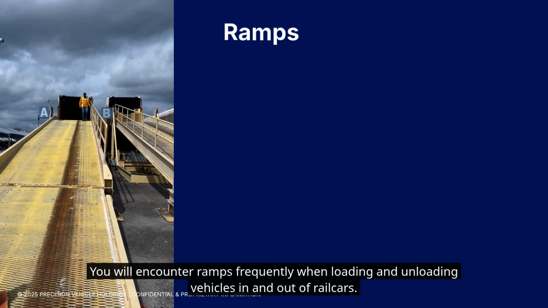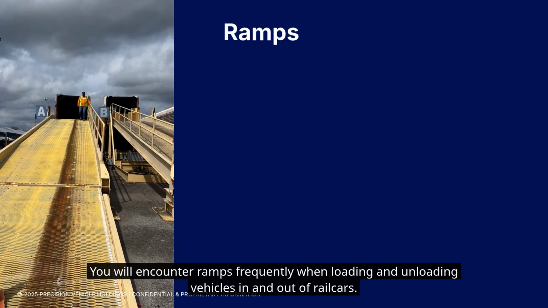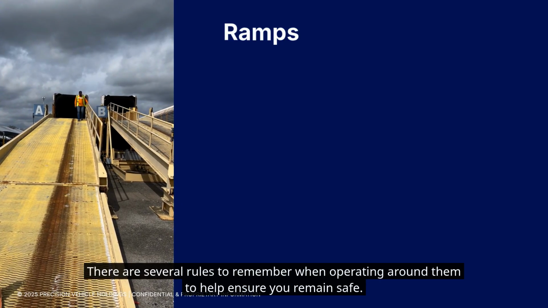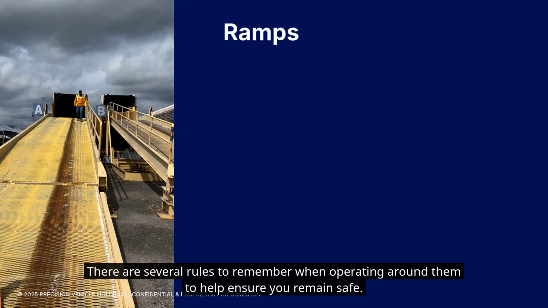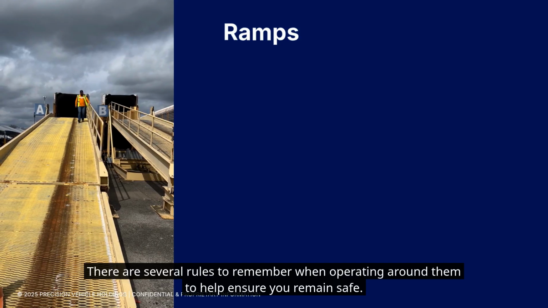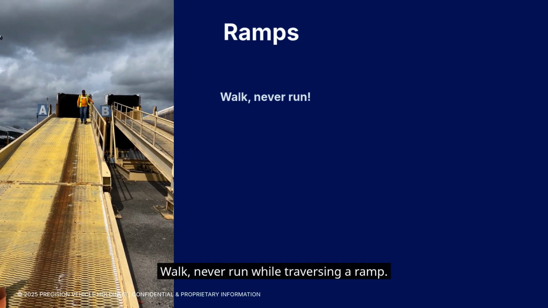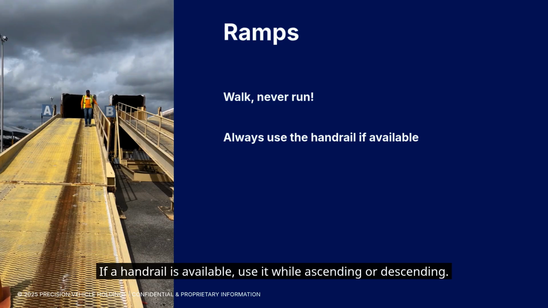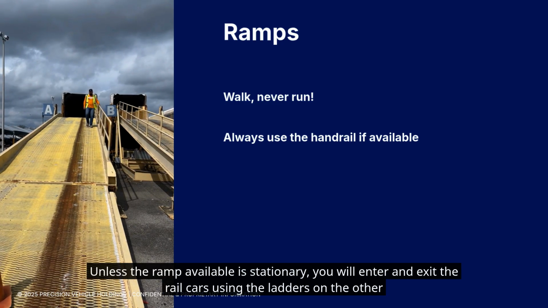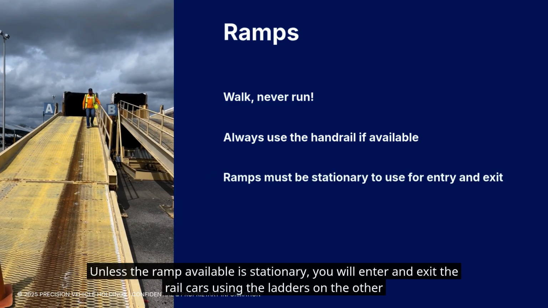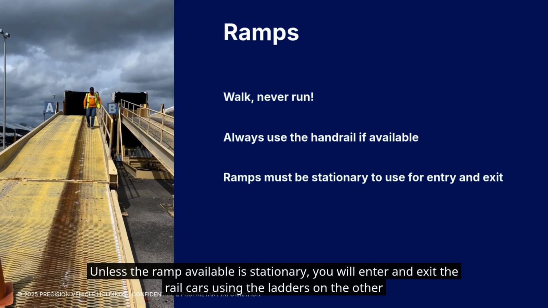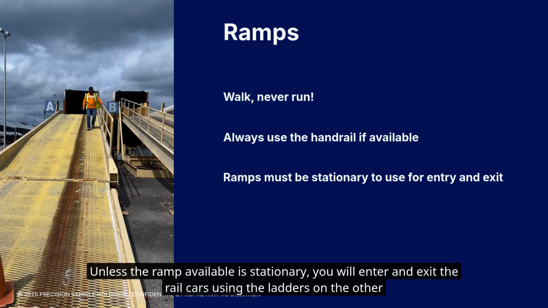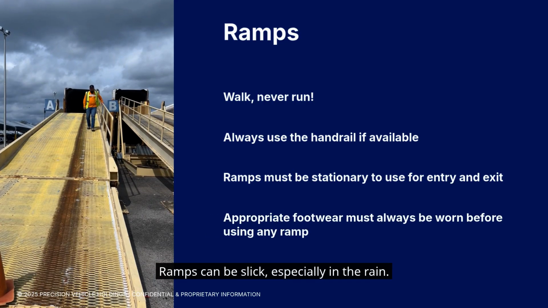You will encounter ramps frequently when loading and unloading vehicles in and out of railcars. There are several rules to remember when operating around them to help ensure you remain safe. Walk, never run while traversing a ramp. If a handrail is available, use it while ascending or descending. Unless the ramp available is stationary, you will enter and exit the rail cars using the ladders on the other end. Ramps can be slick, especially in the rain.